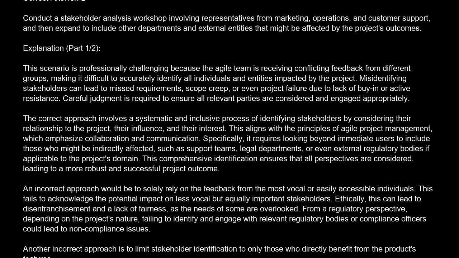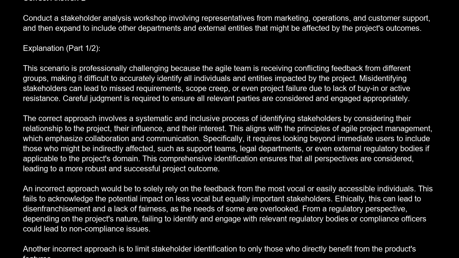Explanation: this scenario is professionally challenging because the Agile team is receiving conflicting feedback from different groups, making it difficult to accurately identify all individuals and entities impacted by the project. Misidentifying stakeholders can lead to missed requirements, scope creep, or even project failure due to lack of buy-in or active resistance. Careful judgment is required to ensure all relevant parties are considered and engaged appropriately.